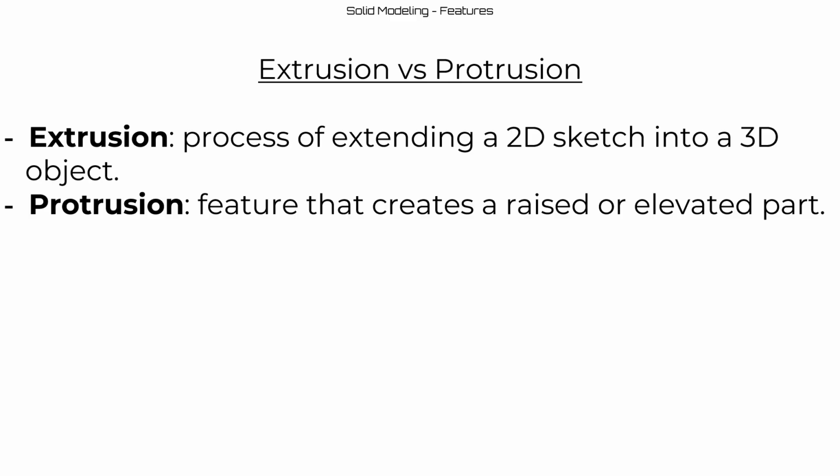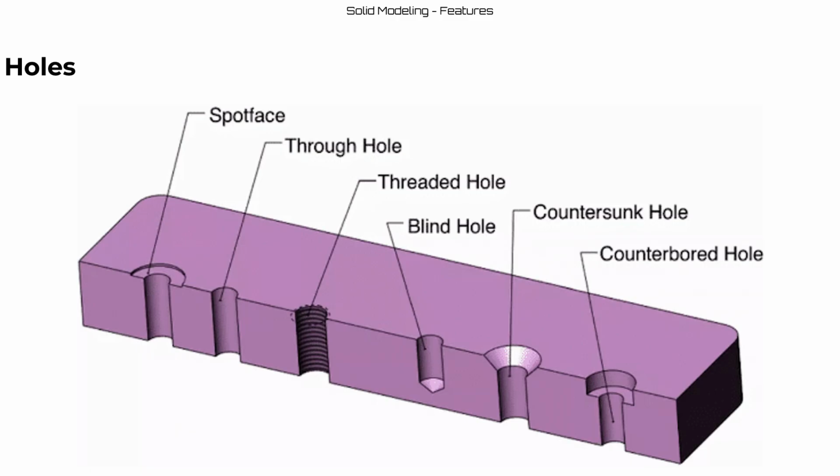Extrusion versus protrusion. An extrusion is the process of extending a 2D sketch into a 3D object, but a protrusion is the feature that creates a raised or elevated part. So basically, extrusions cause protrusions, or can cause protrusions, but I just wanted to clarify that because they sound similar.